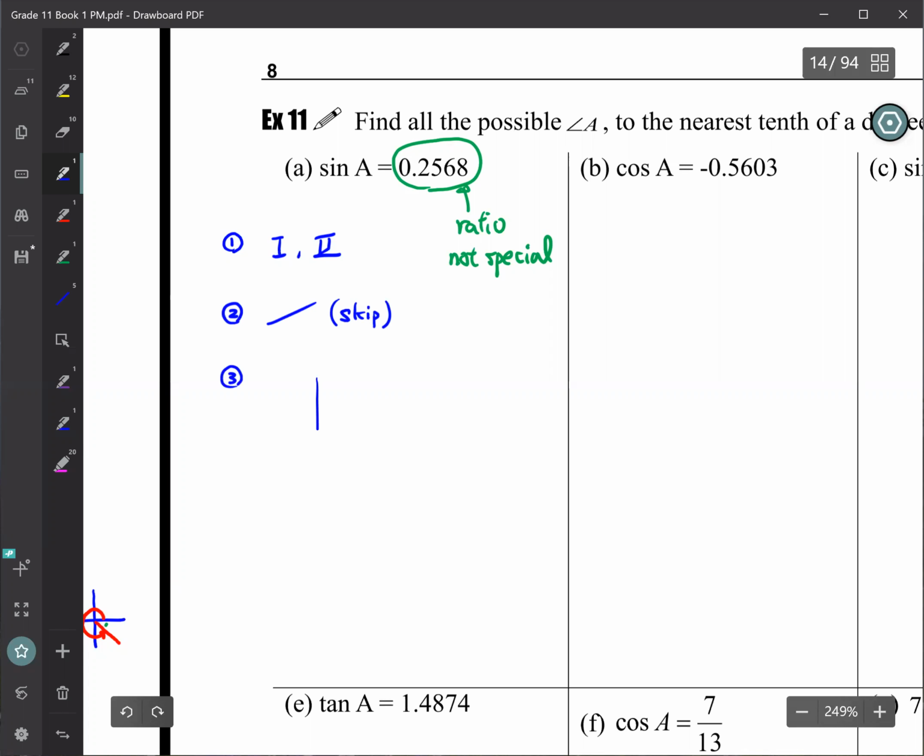Okay, step 3, let's draw it out first. It's in quadrant 1 and 2. Quadrant 1 will be here. Quadrant 2 will be here, right? Quadrant 1 and 2. So what is step 3, Ivy?